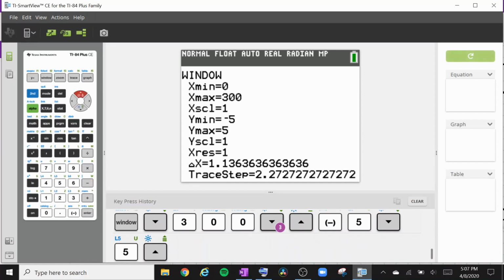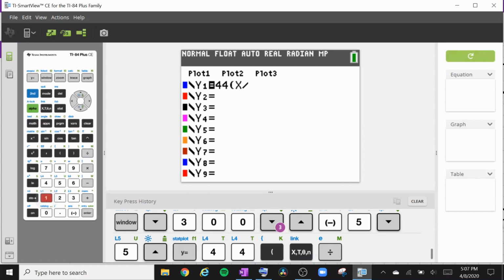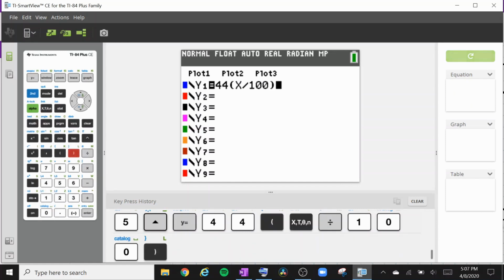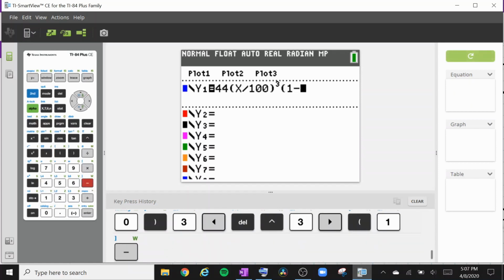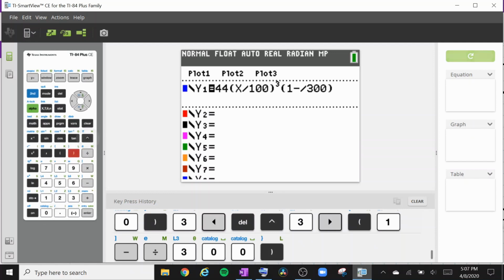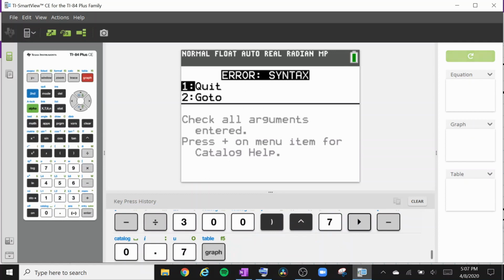Okay, and then let's plug in r of t, so 44, and hopefully the window is good for this. X divided by 100 raised to the third power, times 1 minus x over 300 raised to the 7th power. And then we're going to subtract 0.7. Okay, here's our graph. Uh-oh.